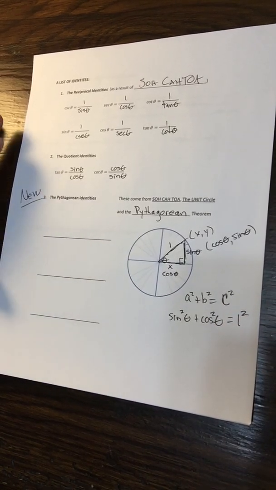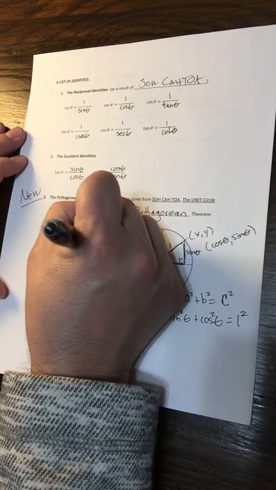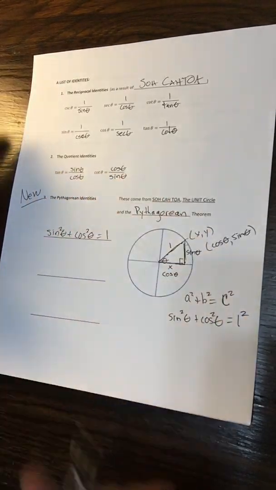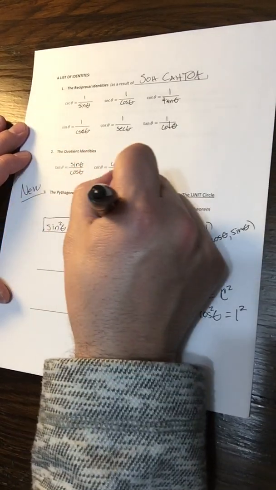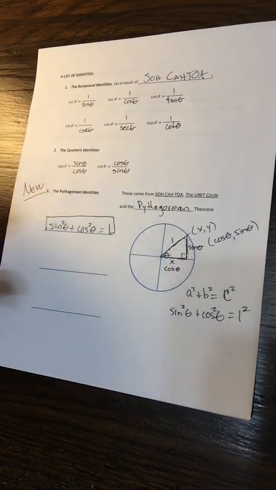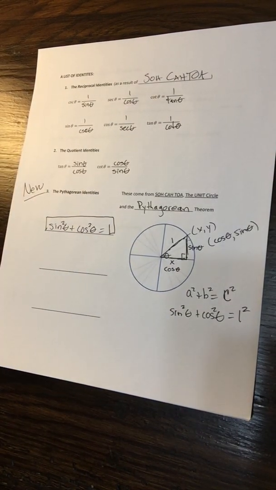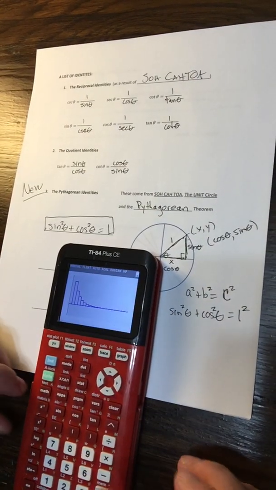So look, sine squared theta plus cosine squared theta equals 1. 1 squared is 1, so I can just write it as 1. That is your first brand new trig identity. That is true no matter what angle I'm talking about. Put 20 degrees in there. You want to put it in your calculator? Put it in your calculator. 20 degrees, watch. I'll put it in my calculator because you never believe me.